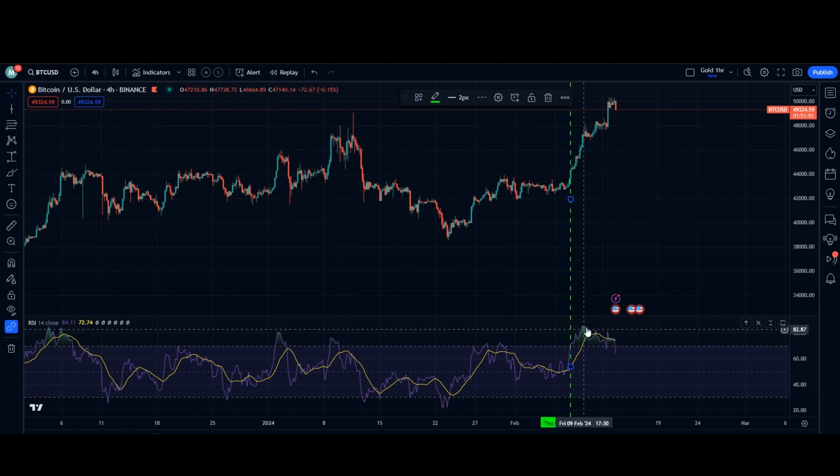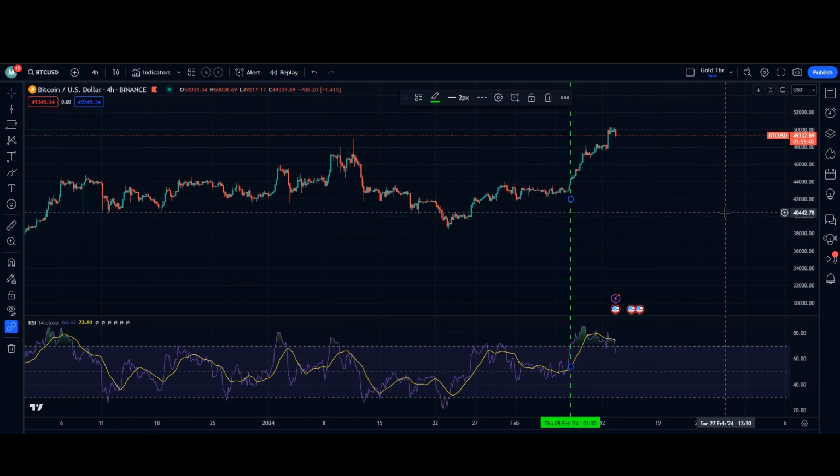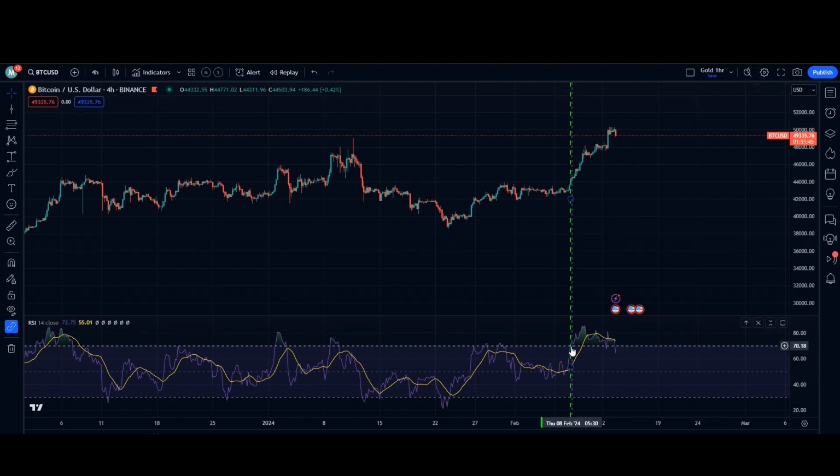So in crypto, there is this tendency of overextending when something is entering the overbought zone, and tapping that momentum, high momentum, which is found from the RSI itself. So a crossover above 60 in Bitcoin is very well looked after.